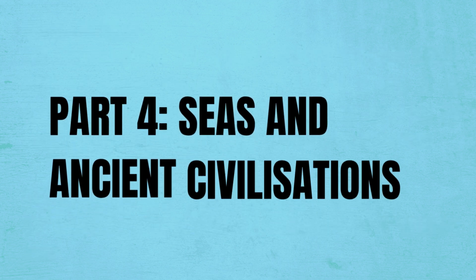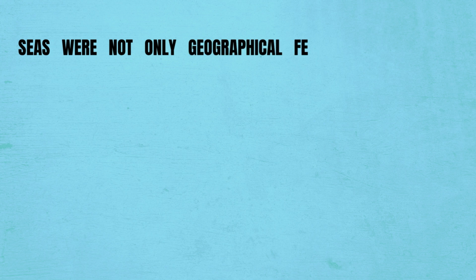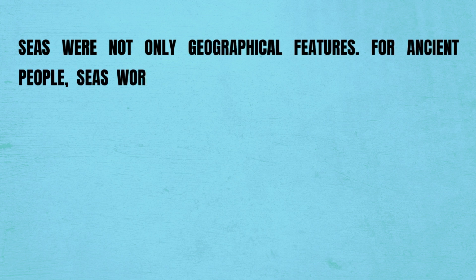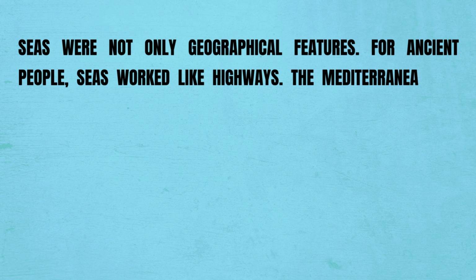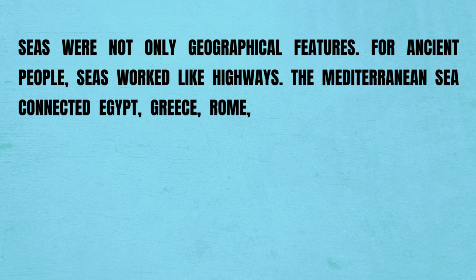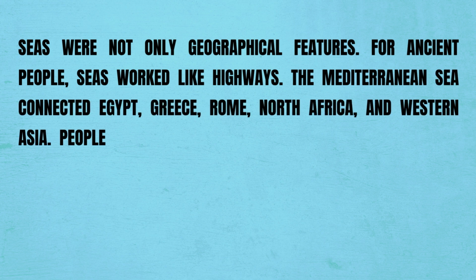Part 4. Seas and Ancient Civilizations. Seas were not only geographical features. For ancient people, seas worked like highways. The Mediterranean Sea connected Egypt, Greece, Rome, North Africa, and Western Asia.